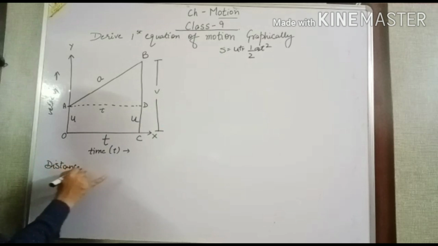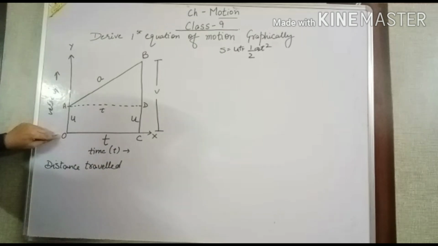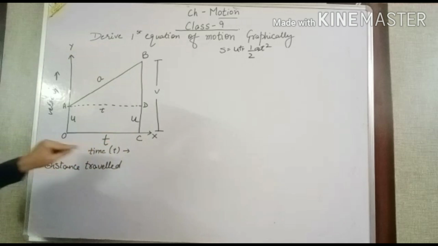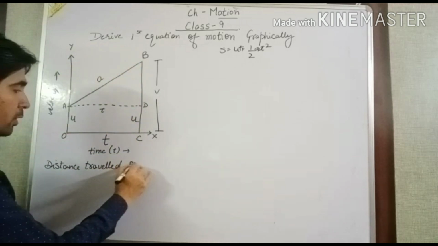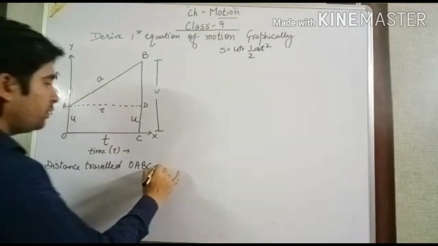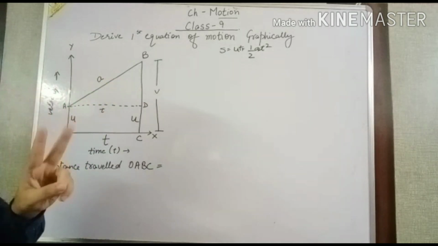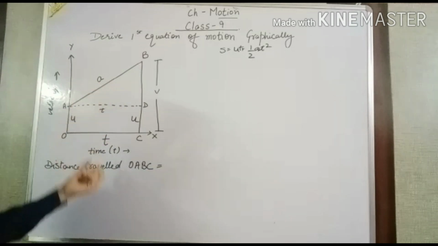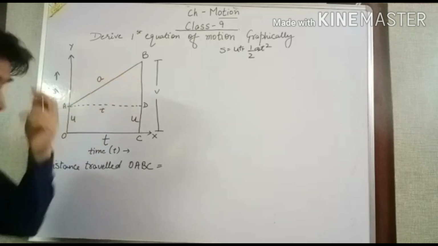Now in this figure, my distance traveled, starting from the origin, is OABC. How much distance will the body travel? The path traveled by the body. So OABC is my total distance traveled. Now if I look at this figure carefully, this figure constitutes two figures: one is a rectangle and the second one is a triangle. So the distance traveled will be the combination of the areas of both.